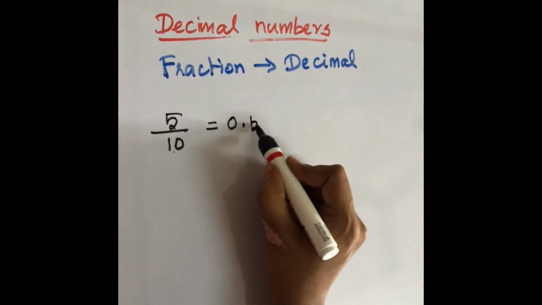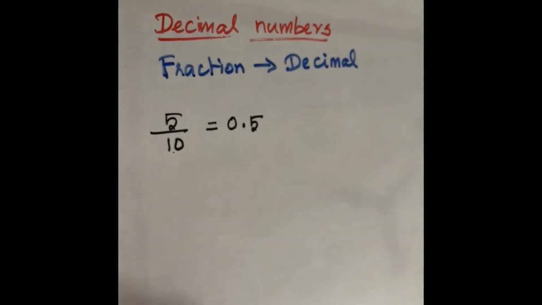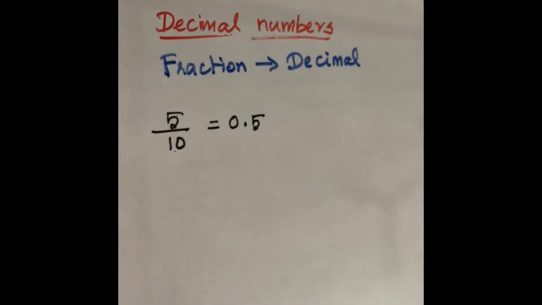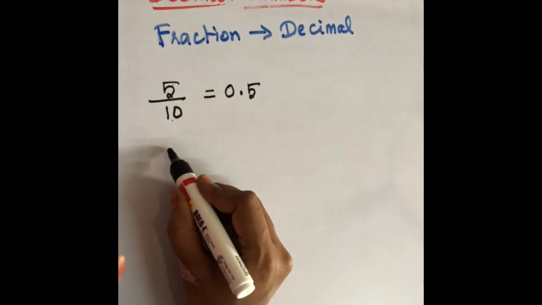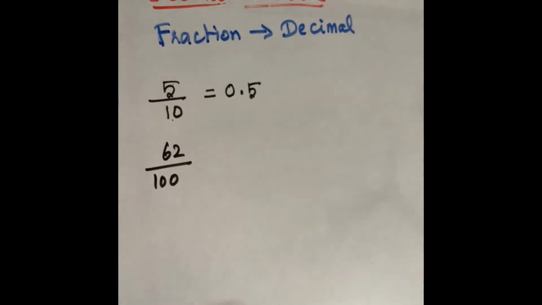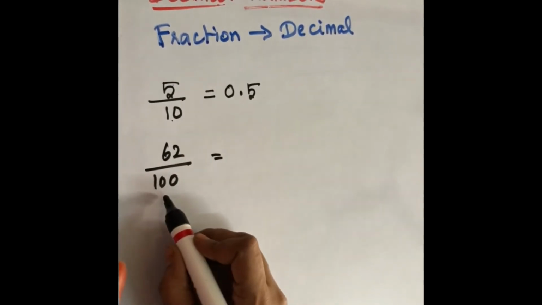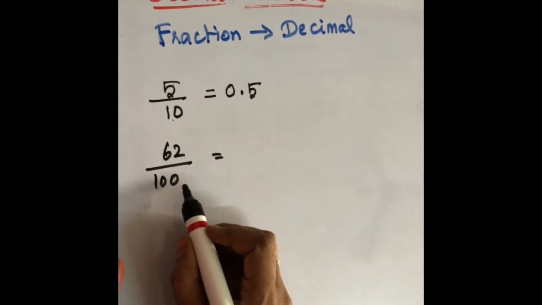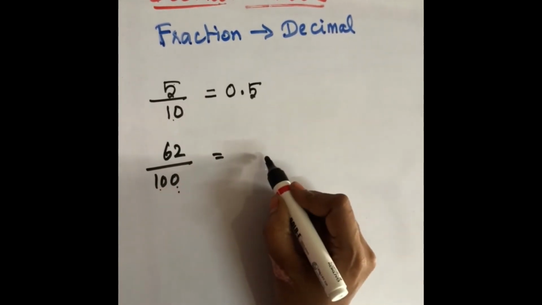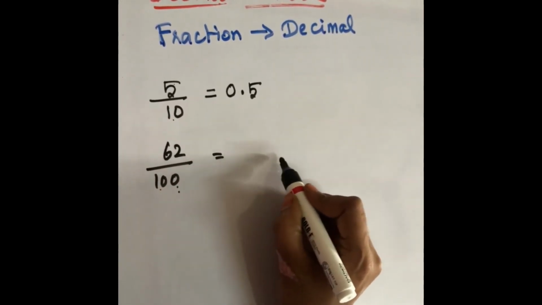So, 0.5. If you divide the numerator by denominator, you will get the same answer. You can check. Now, 62 divided by 100. Now, here in the denominator, 100 is there. If 2 zeros are there in the denominator, then 2 places should be there in the decimal part.